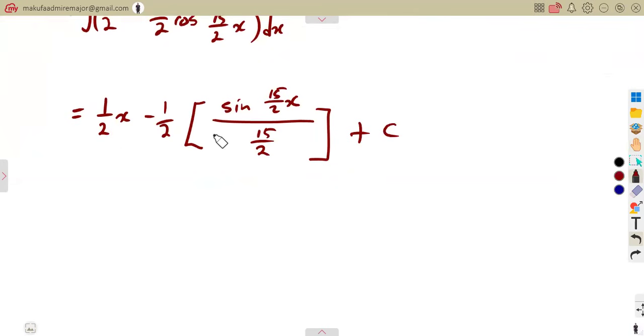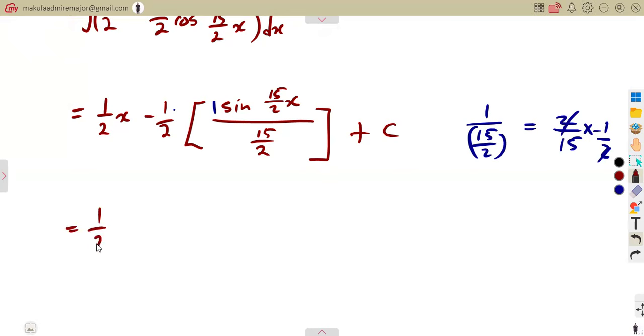So this here simply means 15 over 2 is like this. It's just like 1 over 15 over 2 like this. So it is going to give us 2 over 15. But it is multiplied by 1 over 2, which is outside, which is actually minus 1 over 2. So at the end, it was going to give us minus 1 over 15. So that's 1 over 2x minus 1 over 15. And the sign remains as it is. That is the sine of 15 over 2x plus the constant of integration, just like that.